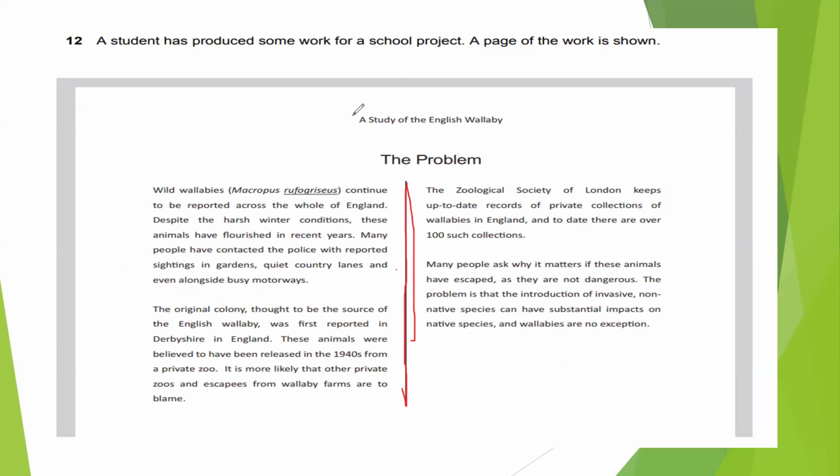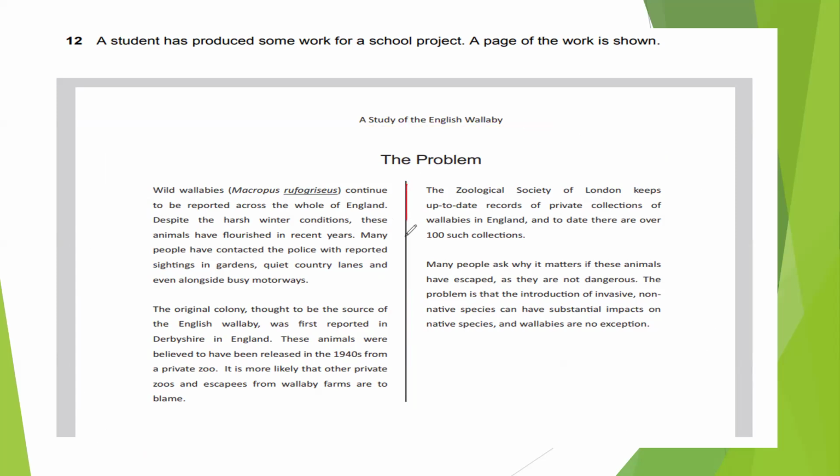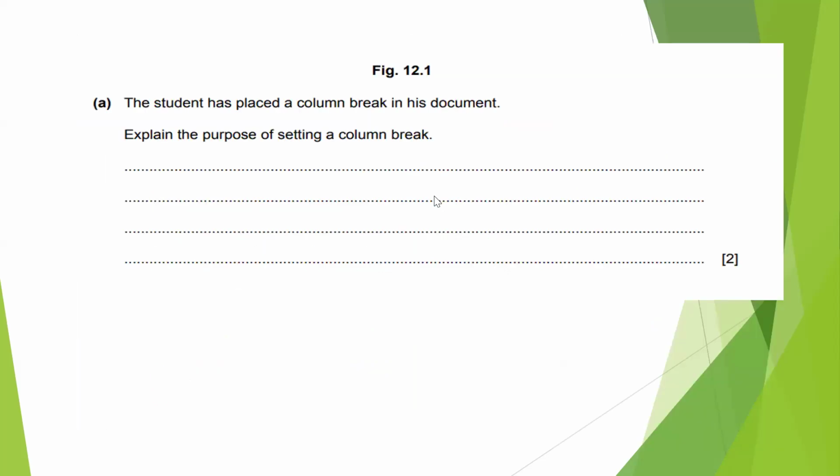You are jumping from page 1 to page 2. And column break means, normally your page is a single column, but you convert it into two columns, three columns. But in between you have a column break. This line shows the column break. So it is asking you to explain the purpose of setting a column break. Any idea?